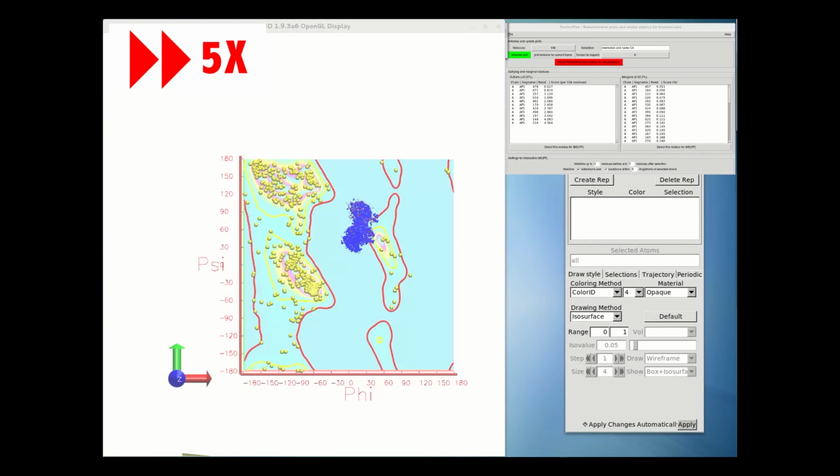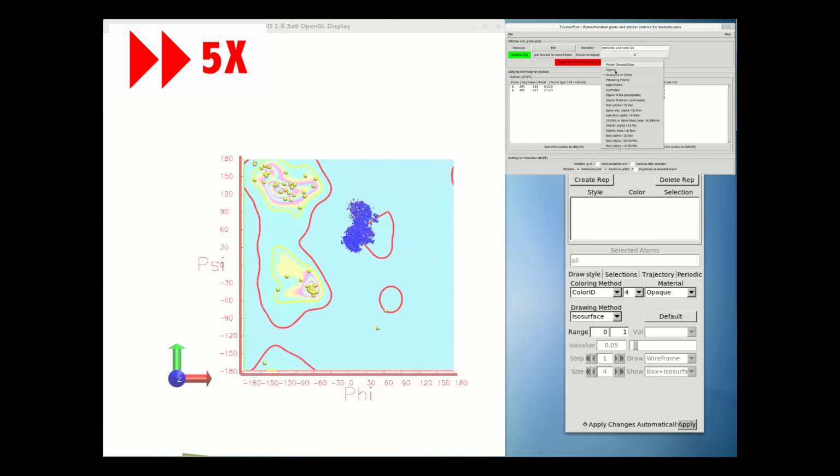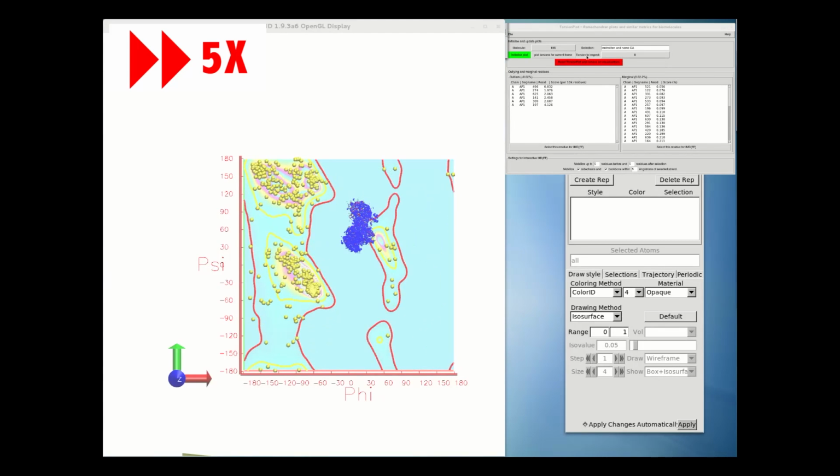Here we are post-refinement, and we're already at a state which would place this structure in the top 10% of similar resolution structures in the Protein Data Bank. There's still a lot more room for improvement though.